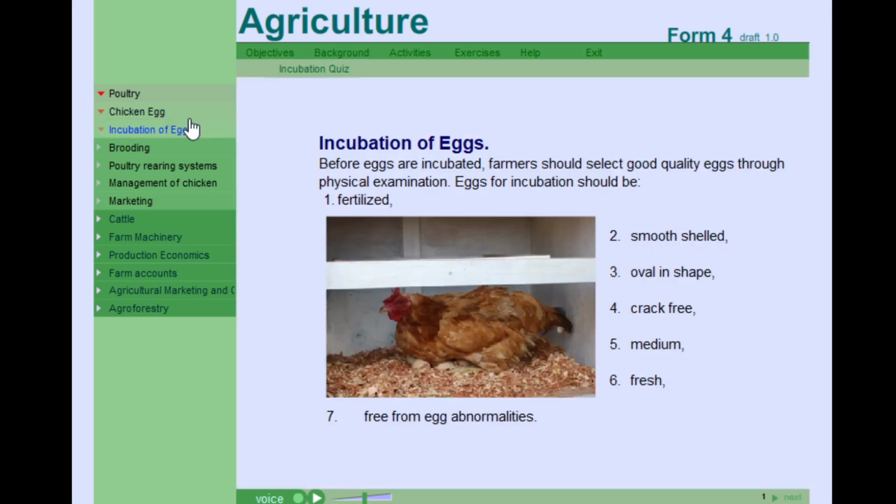Incubation of eggs. Before eggs are incubated, farmers should select good quality eggs through physical examination. Eggs for incubation should be fertilized, smooth-shelled, oval in shape, crack-free, medium, fresh, and free from egg abnormalities.